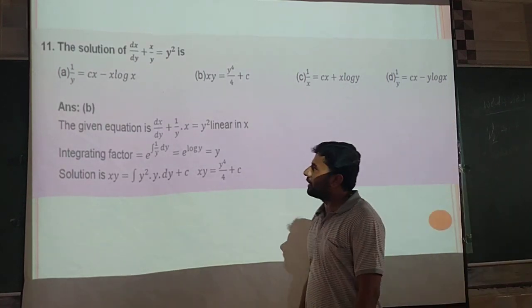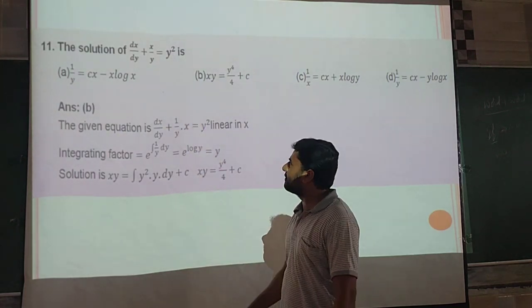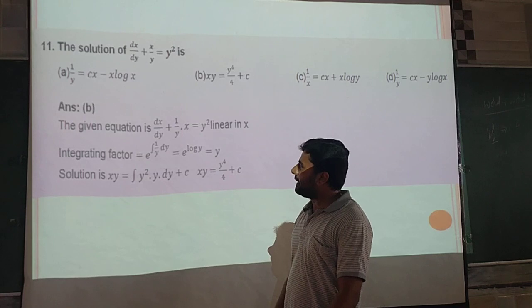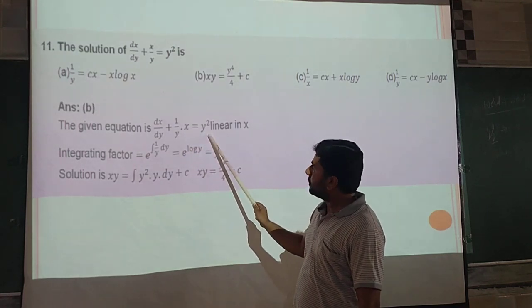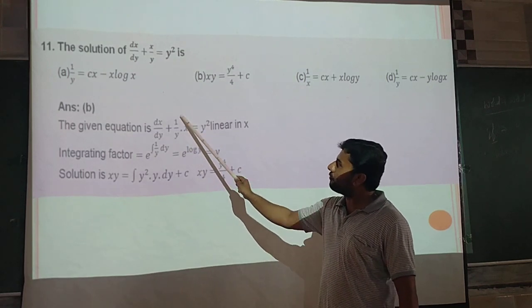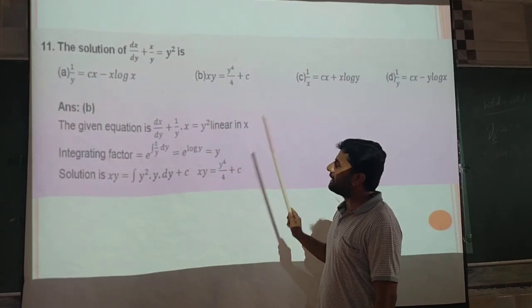Before looking at the options, let us solve it first. The differential equation comes in the form dx by dy plus p into x is equal to q. Here the value of p is 1 by y and the value of q is y square, which is linear in x.